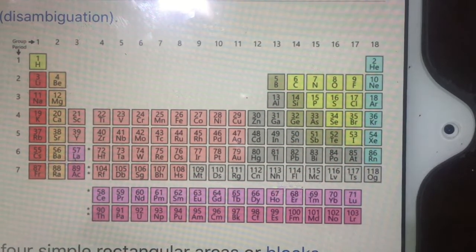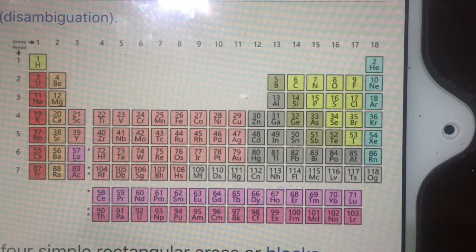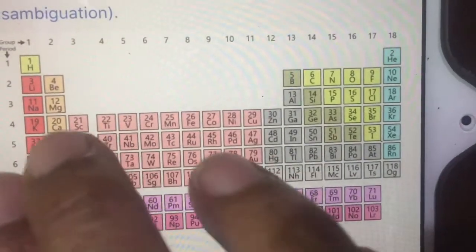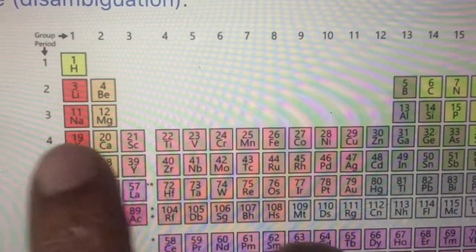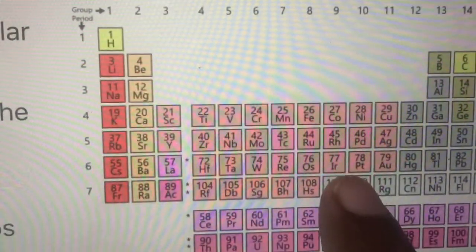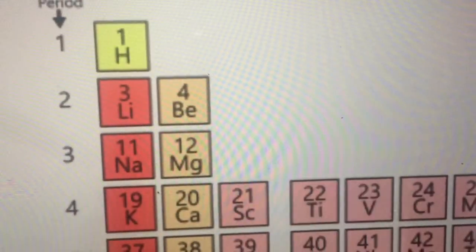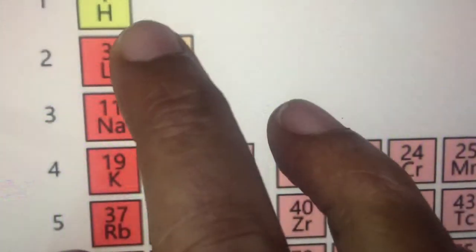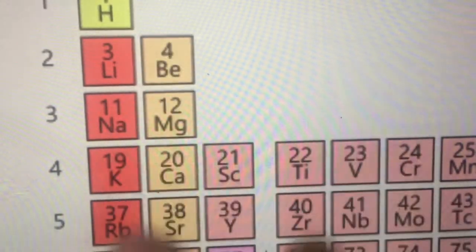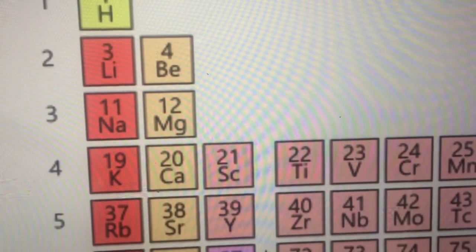In the long form of the periodic table, all the elements are arranged in horizontal rows. This horizontal row is a period, and there are 7 periods. This vertical column is called a group. All elements in this group, within a family I can say, have similarities.